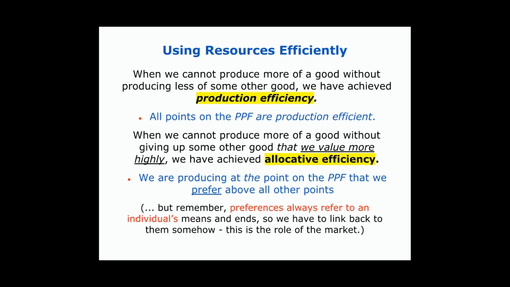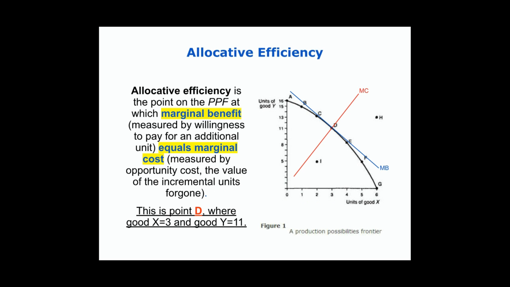So let's get back to our production possibilities frontier. We know that all the points on the production possibilities frontier are production efficient. We can't get any more of one good without giving up some of another good. And so they're all production efficient, and as a matter of fact, they're equally production efficient. But which one of the production efficient points is allocation efficient? Well, when we cannot give up any of one good without giving up a good we value more highly, then we've achieved allocation efficiency. So all the points on the line are production efficient. Only one of the points on that line is allocation efficient. One of those points is a point that we prefer more than any other point.